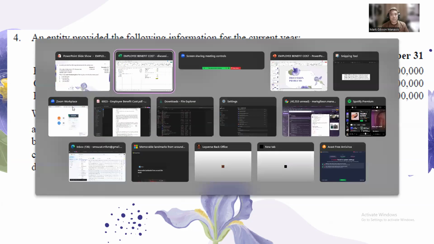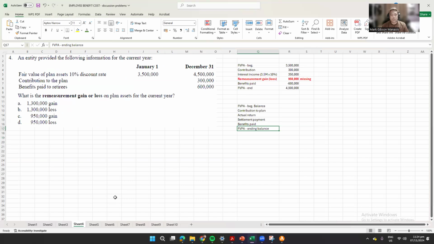So let's look at number 4. Problem 4. Di ba meron tayong template, no? So we still follow the template. Pero in this case, pansinin, ang tinatanong kasi dito is remeasurement gain or loss. No? Di ba ang template natin will start with the fair value of plan assets beginning given 3.5. Given na rin ba yung ending? Yes, given yung ending. So contribution of 300,000 also given.